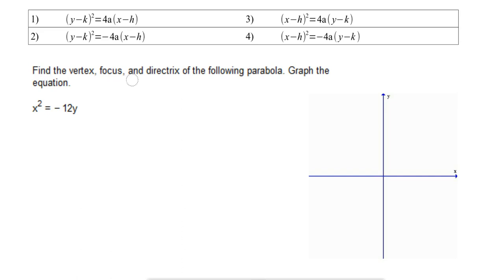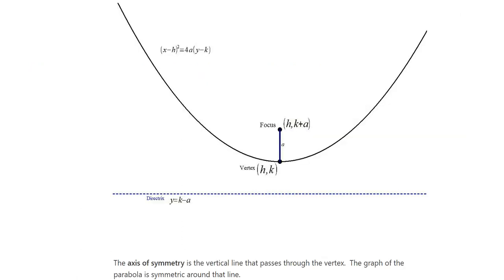Find the vertex, focus, and directrix of the following parabola. Graph the equation x squared equals negative 12y. Before we work on this question, I want to show you just a few features of parabolas. So I have a picture of a parabola here, which is oriented vertically.